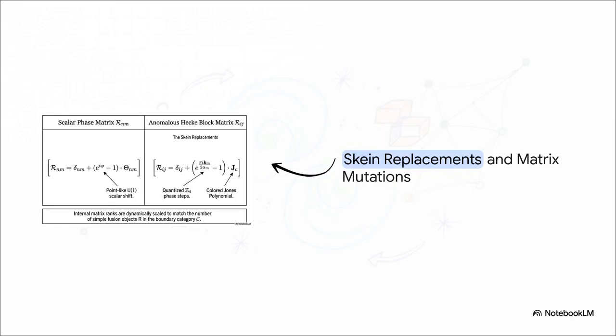Okay, let's look at the specific mathematical mutation happening in the equations here. Notice the transition from left to right. That simple point-like U1 scalar shift literally mutates into a massive non-abelian block matrix. We're replacing scalar factors with quantized phase steps, and the internal matrix ranks are dynamically scaling to match the simple fusion objects in the category.